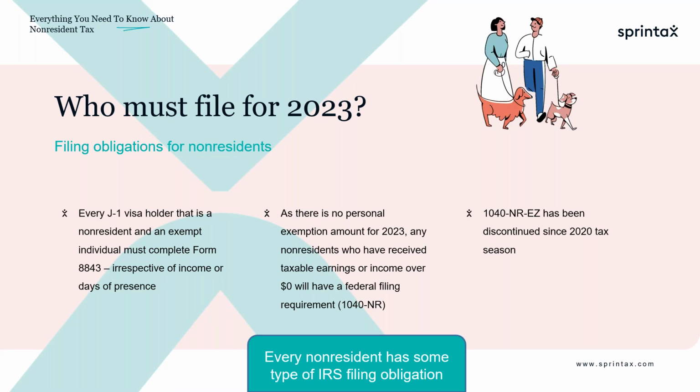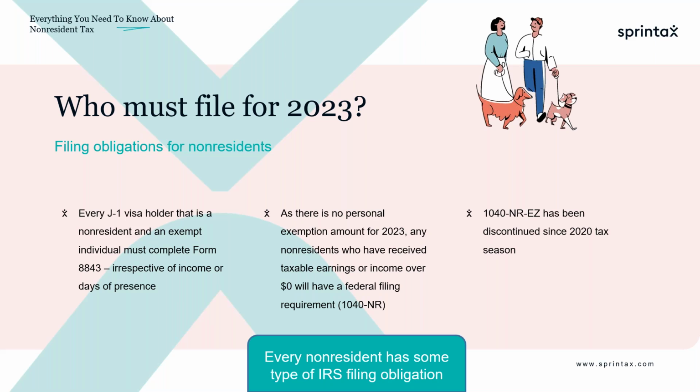A big question then is who actually needs to file for 2023, and what are your filing requirements as a J1 visa holder? Importantly, every non-resident has some type of IRS filing application, and generally every non-resident needs to do something. The minimum is typically going to be Form 8843, and this form needs to be filed by any F, J, M, or Q visa holders who were present on US soil as a non-resident for tax purposes. And importantly, it needs to be filed even if you didn't earn any income during the tax year. But I'll touch on that in a little bit more detail in the next slide.